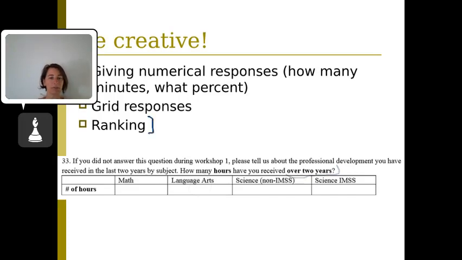You can also ask participants to rank something. So out of these 3 barriers to bilingual education, rank them 1, 2, 3. What is the biggest barrier?